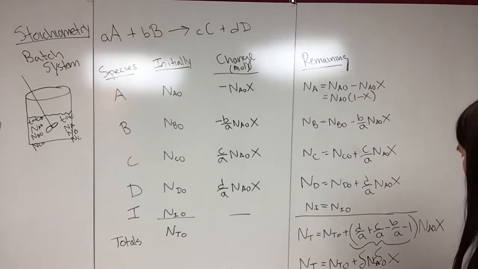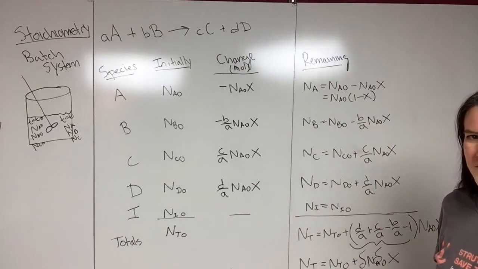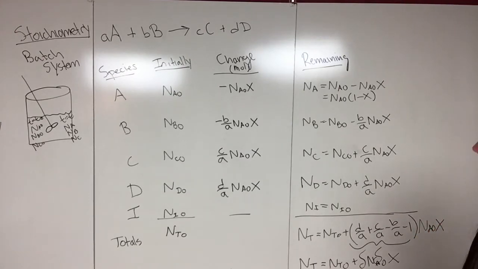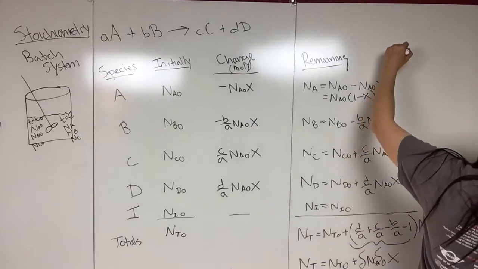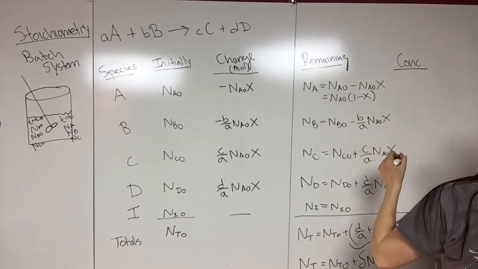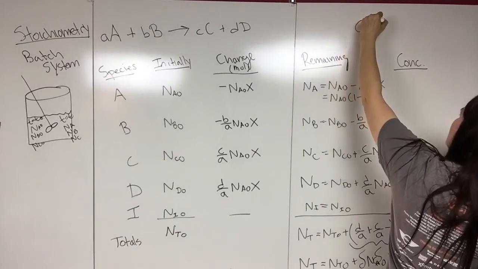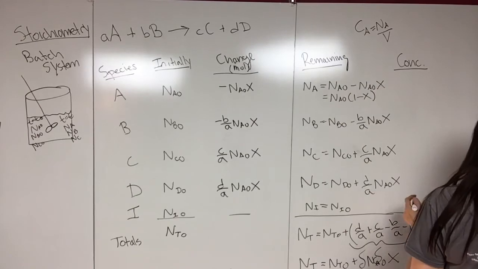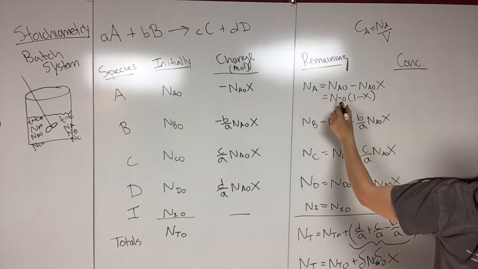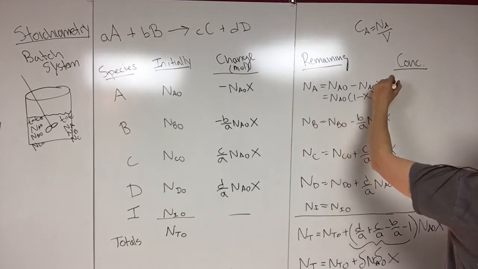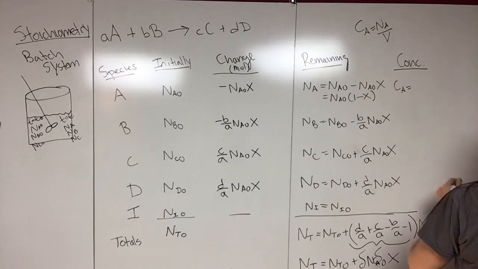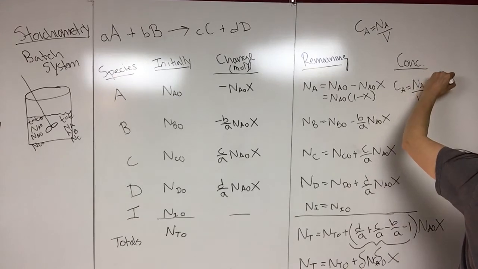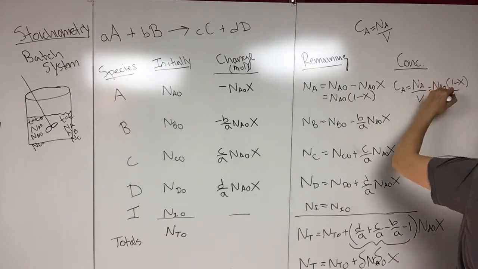So I think that having everything written out like this makes it way less confusing. So then the next question is, well, what if we want this in concentration and not moles? To get concentration, first of all, we know that Ca is equal to Na over V. For instance, the first one, if we just divide this by V, then we get Ca equals Na over V, and that is equal to Na naught (1 minus X) over V.